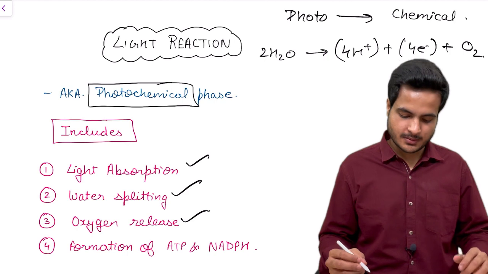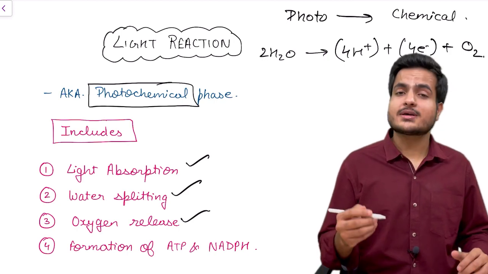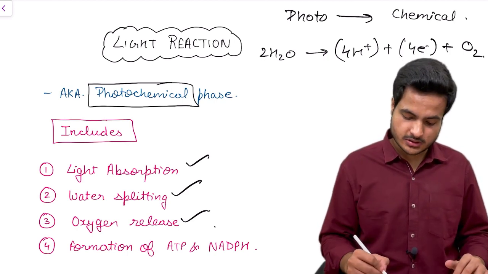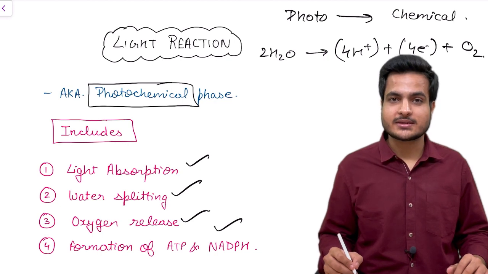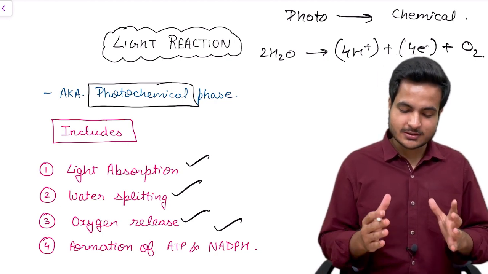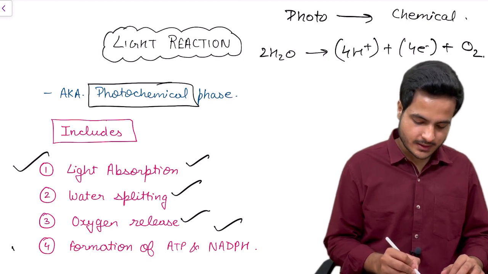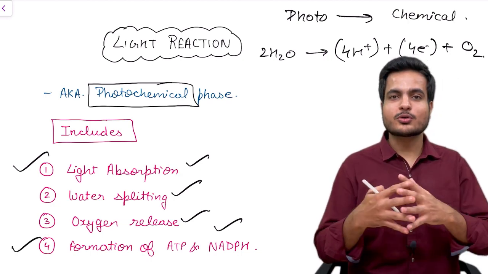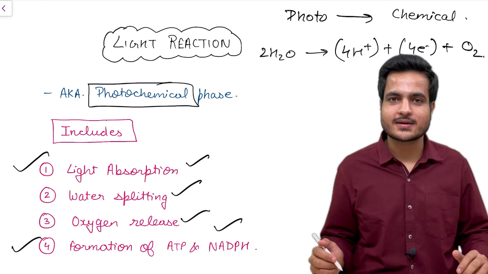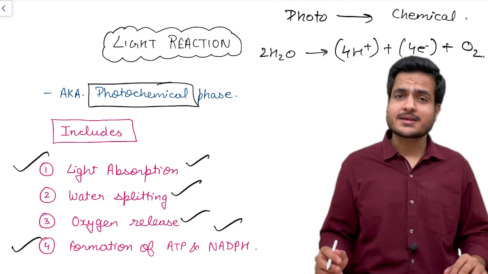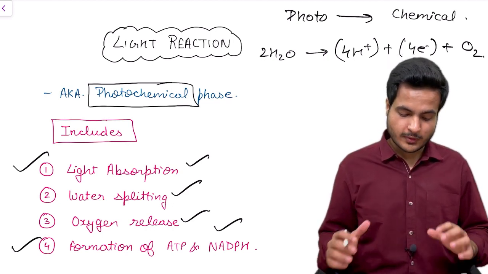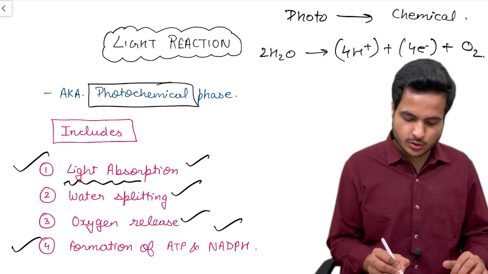And the last step is formation of the energy currency of plant, which is ATP and NADPH. So that's why it is called photochemical. The energy of light is converted into chemical energy in the bonds of adenosine triphosphate, that is ATP. Let's start the discussion. So first we'll be discussing light absorption.